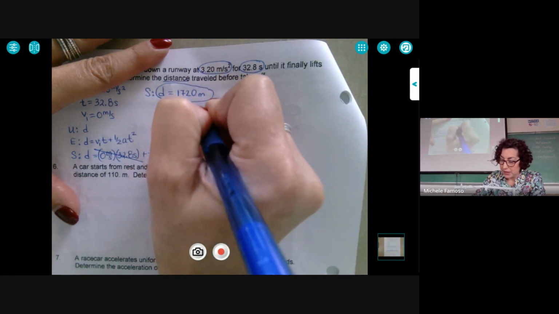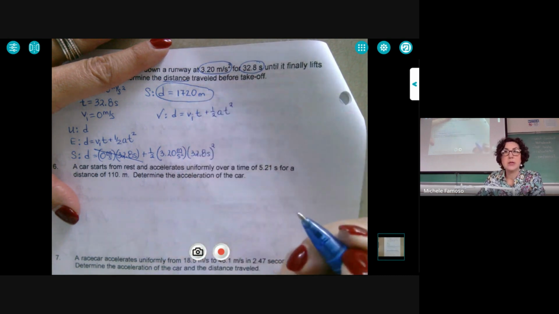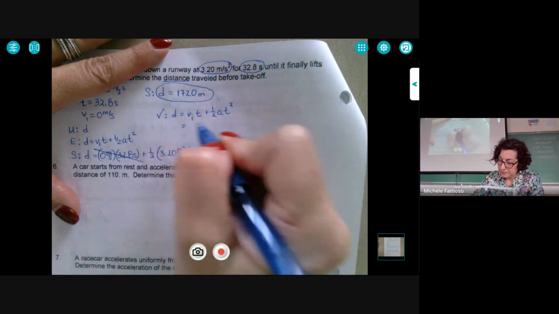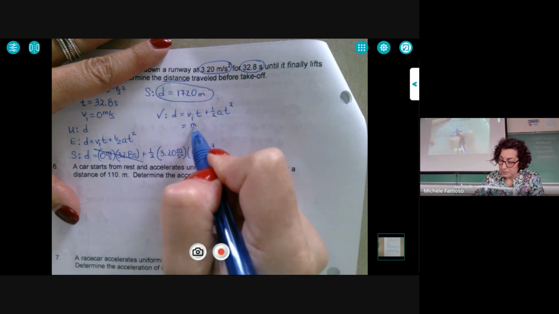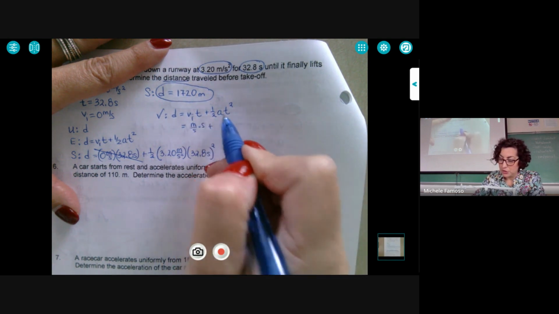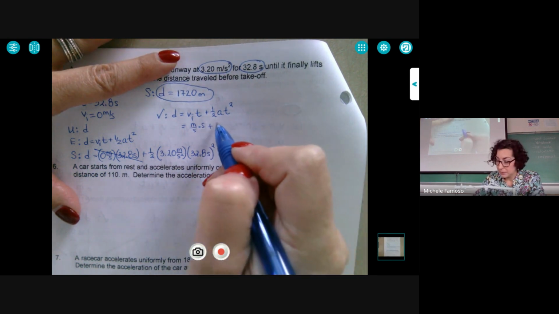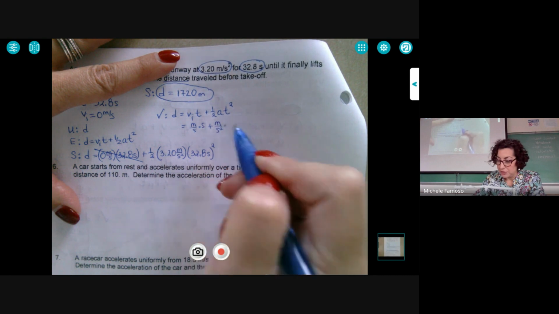Check. D is ViT plus half AT squared. Kristen, the units for Vi. Good. Logan, the unit for T. Good. Brady, the unit of A. Good. Gabriella, the unit for T squared.